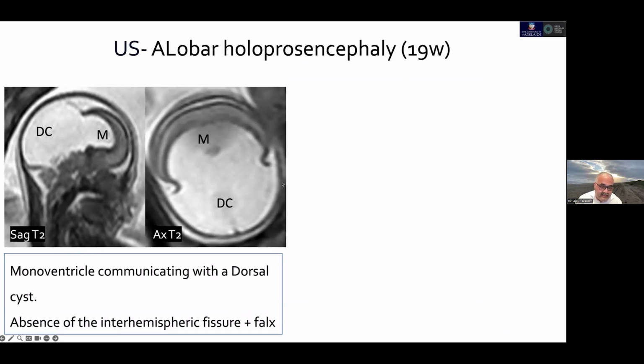The cyst is an evagination of the velum interpositum. It is lined by ependyma, and that ependyma is just underneath the meninges. It's occupying the area of the prosencephalic and the diencephalic ventricle. So this is the dorsal cyst, whilst this is the monoventricle, and they are in communication with each other.